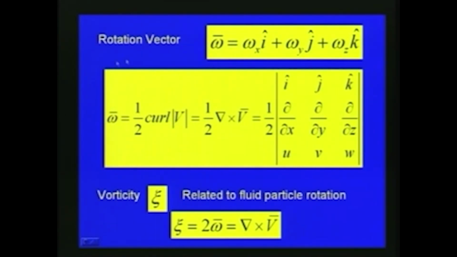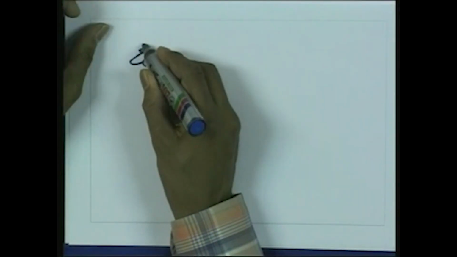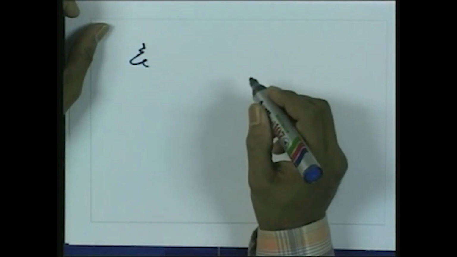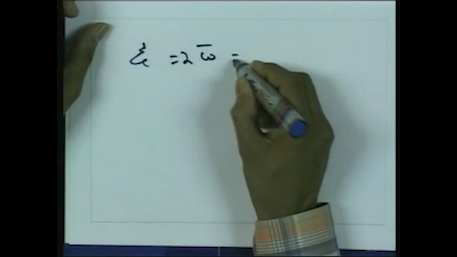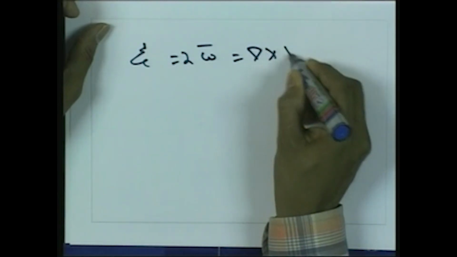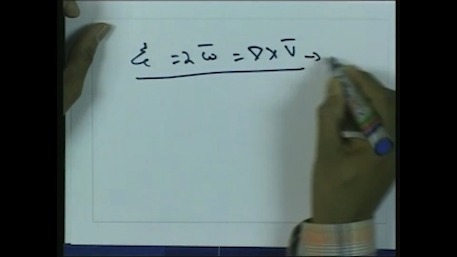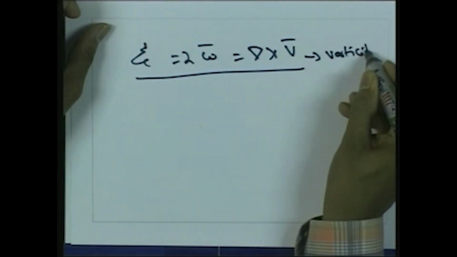So now with respect to this rotation vector, we can define a term called the vorticity, and this vorticity is related to the fluid particle rotation. So in the case of a rotational type of fluid, the vorticity we can define as psi. Vorticity psi is equal to 2 times the omega vector. So this is equal to del cross v bar. So this is called the vorticity of the fluid movement.